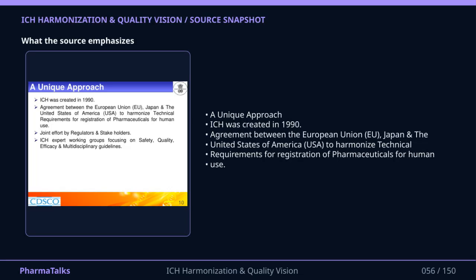Here, we focus on the ICH harmonization and its quality vision. The key point is that ICH, or the International Council for Harmonization, was established back in 1990. It represents a unique collaboration between three major global regions: the European Union, Japan, and the United States. Their goal was to harmonize the technical requirements for registering pharmaceuticals intended for human use. This harmonization helps streamline the drug approval process across these regions, promoting consistency and ensuring high-quality standards in pharmaceutical development and regulation. Understanding this foundation is crucial, as it sets the stage for global cooperation in pharmaceutical quality.